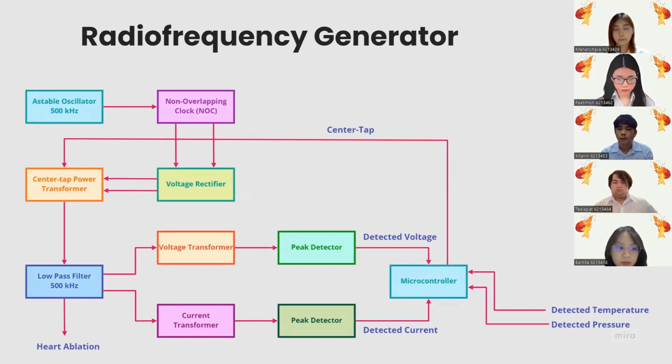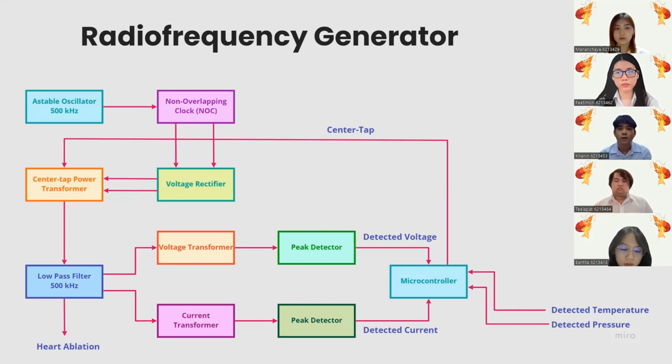Okay, for the radiofrequency generator circuit, it starts from a stable oscillator generating a signal at 500 kHz, and then goes to the non-overlapping clock to separate the signal from the stable oscillator into 2 signals with 180 degree phase shift and delay, to prevent the rising and falling edges of the 2 signals from overlapping with each other. These 2 signals are then used to control the cycle of the center tap power transformer that will step the power up to 30 to 50 watts.